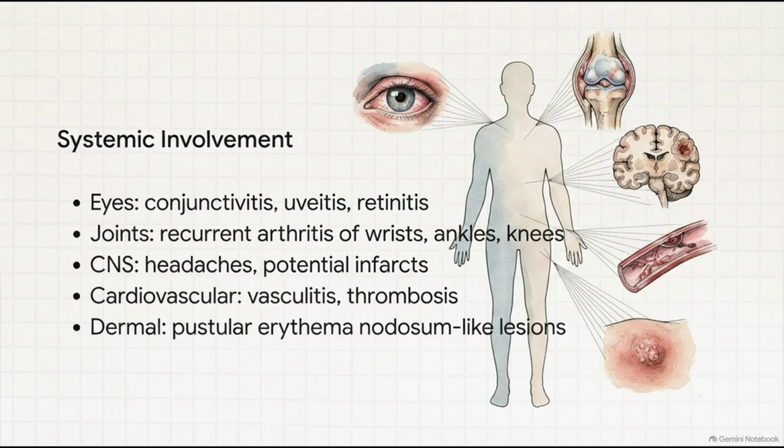Well, because of that, the cardiovascular system is highly vulnerable, putting these patients at a severe risk for deep vein thrombosis. And if that vasculitis reaches the central nervous system, it can trigger debilitating headaches, neurological deficits, and even fatal infarcts or strokes. Finally, they may present with painful pustular erythema nodosum-like skin lesions on their extremities. It's a comprehensive, whole-body crisis.